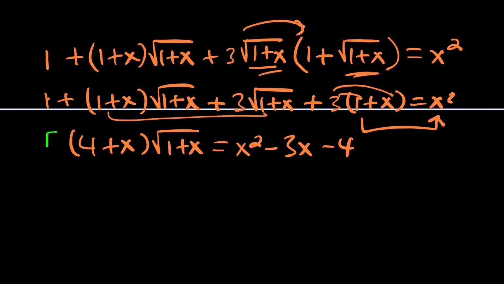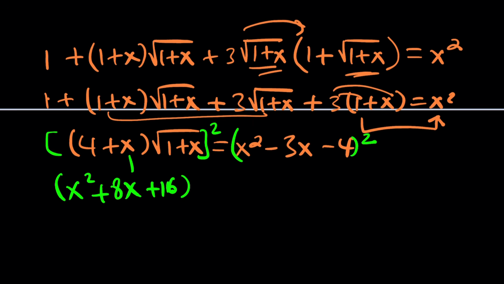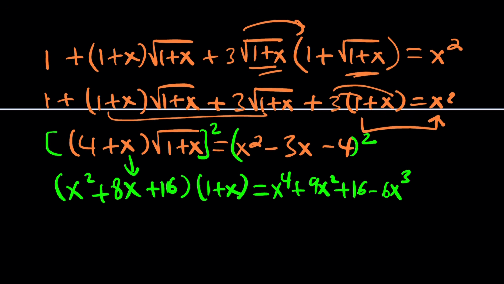Squaring both sides. If you square this and square that, you're going to get a lot of terms. So it's going to look like this. You're going to square the first term like this. If you square this, this will be multiplied by 1 plus x. On the right-hand side, you're going to get something like x to the 4th plus 9x squared plus 16. It's basically a plus b plus c quantity squared, minus 6x cubed minus 8x squared plus 24x. And then you distribute to the left-hand side and put it all together.